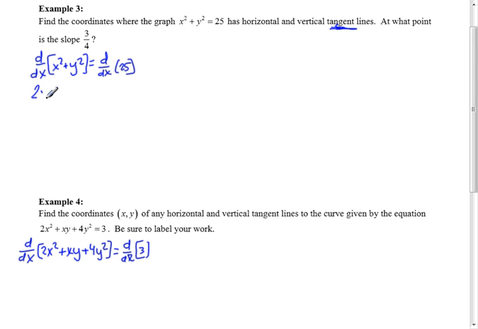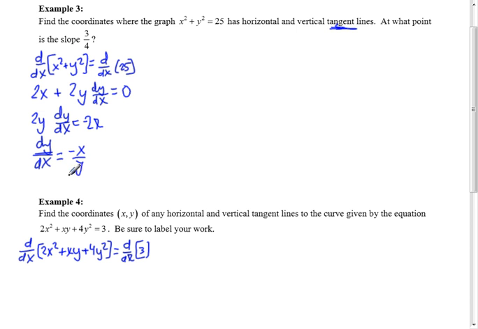So on this side we get 2x. Then we could write dx, but that's just 1. So then we have 2y dy/dx, and the derivative of any constant is 0. So we're trying to solve for dy/dx, so we should move anything else to the other side. So 2y dy/dx equals negative 2x. Okay, so then dy/dx, if I divide both sides by 2y, I would end up with negative x over y.